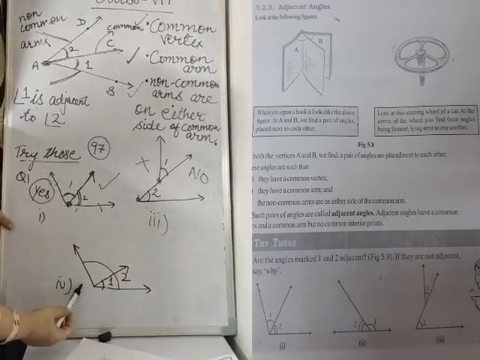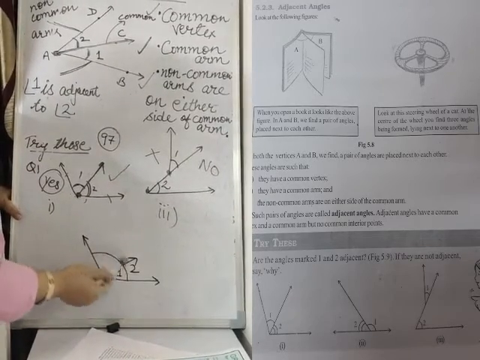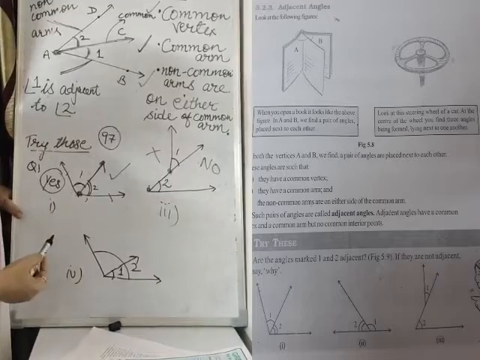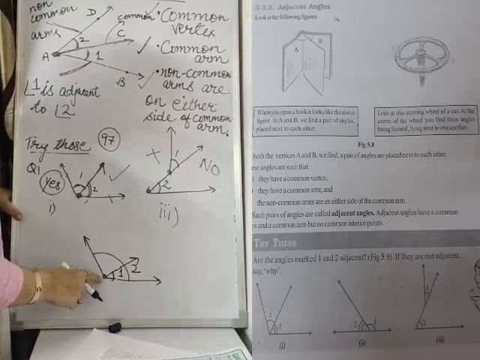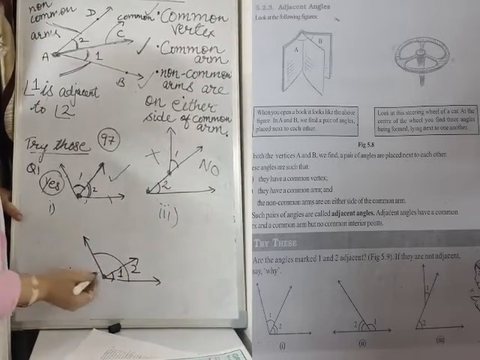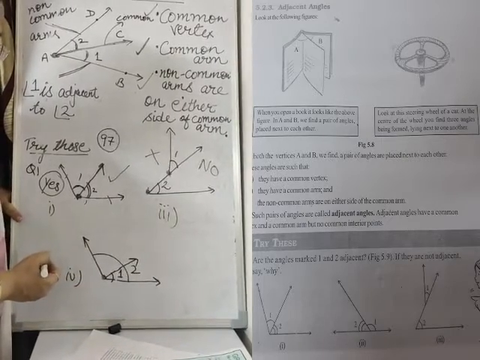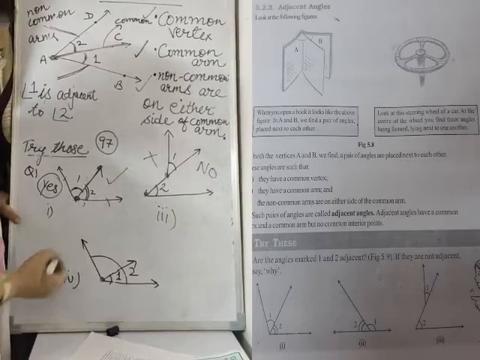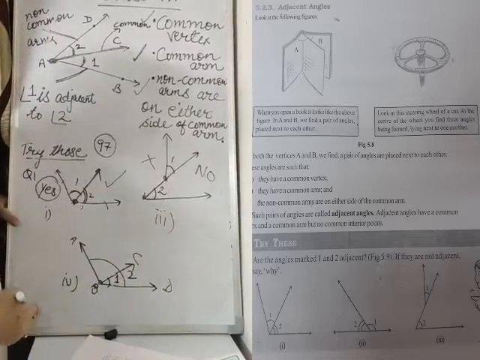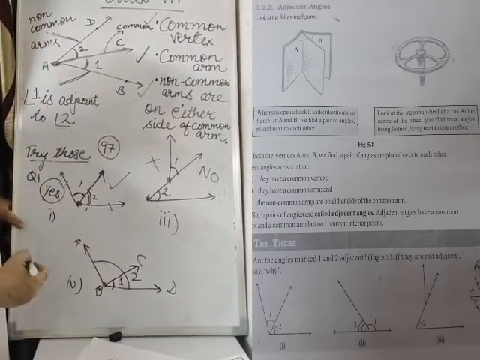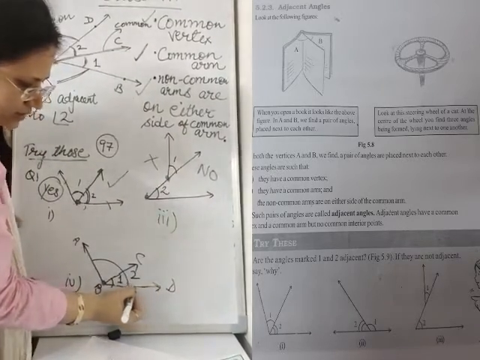Come to question number 4. In this you have to check again whether angle 1 is adjacent to angle 2. Check all the conditions. Is there a common vertex? Yes, there is a common vertex, because angle 1 and angle 2 are both at the common vertex. And the second thing is the common arm. Is there any common arm? Suppose I am giving the names A, B, C, D. Check, is there any common arm between 1 and 2? BD is the common arm here.